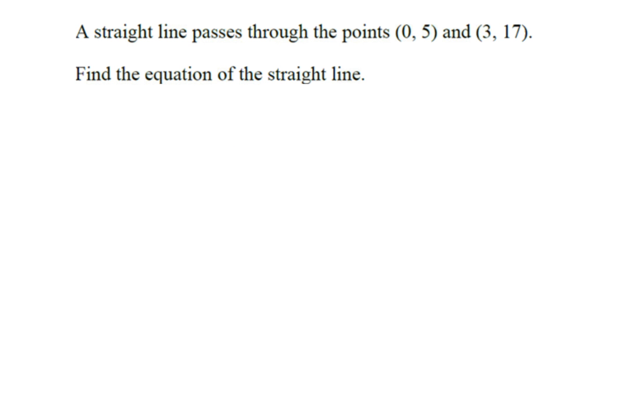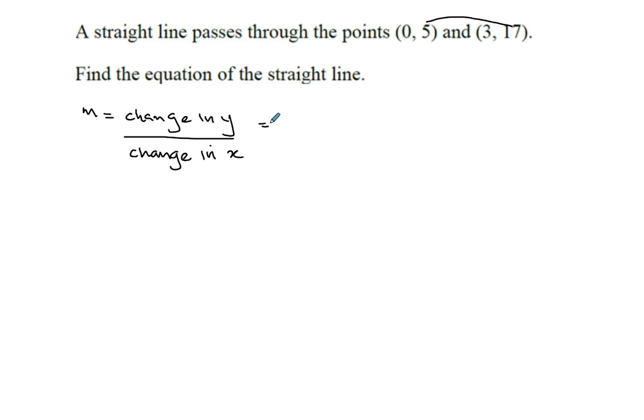A straight line passes through the points (0, 5) and (3, 17). Find the equation of the straight line. So you know your gradient is your change in y divided by your change in x. This time you're not actually given the line, so you can't draw your triangle and find the gradient, but it doesn't matter because you know those are your y coordinates.